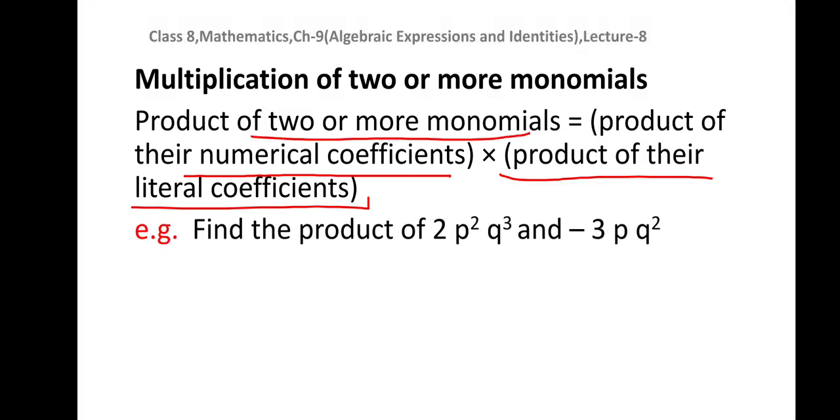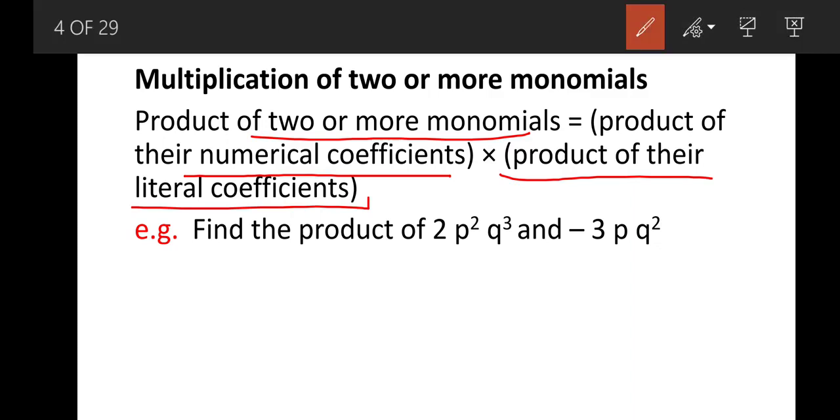These two are monomials and we need to find the product of these two. So, what are the numerical coefficients of these two terms? Here in this term, 2 is the numerical coefficient, and minus 3 is the numerical coefficient. So, you are supposed to take first their product. And what about the literal coefficients? p square q cube is the literal coefficient of the first term and p q square is the literal coefficient of the second term. So, we need to take their products.